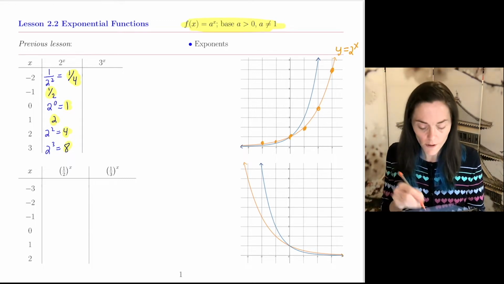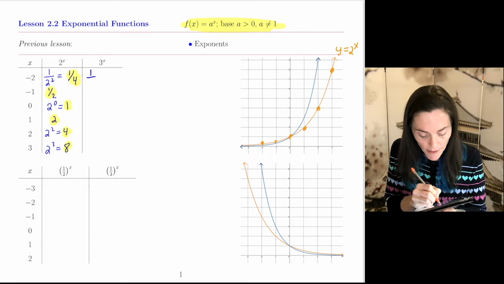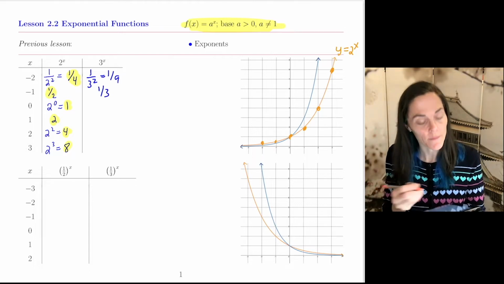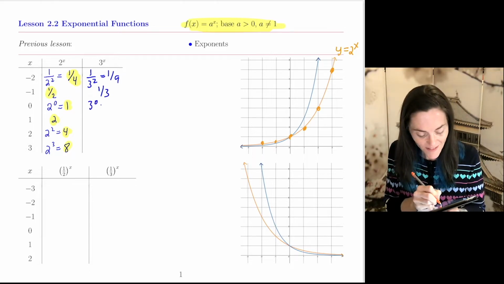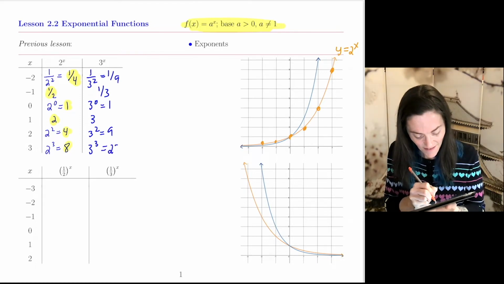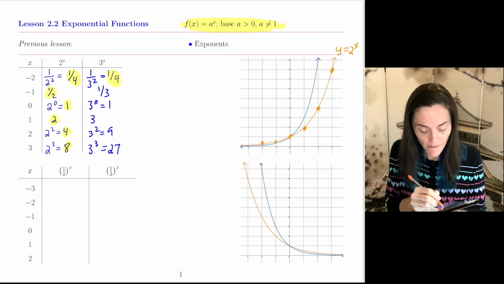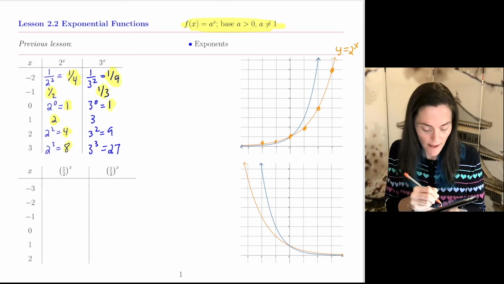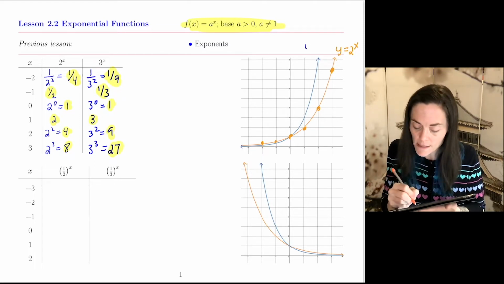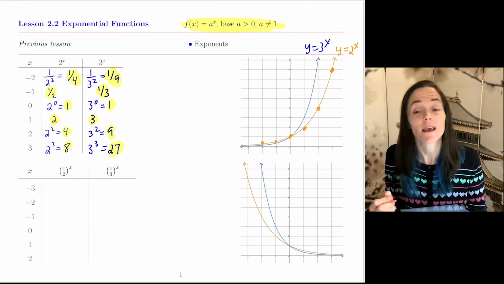Well, now for 3 to the x, you see it's very similar. We get 1 over 3 squared, which is 1 over 9. We have just 1 over 3 here, 1 over 3 to the 1. We have 3 to the 0, which is 1. And then we have 3. We have 3 squared, which is 9. We have 3 cubed, which is 27. So this is the function value of 3 to the x at these different x values. And if we look over here, that's this blue graph. This is 3 to the x.